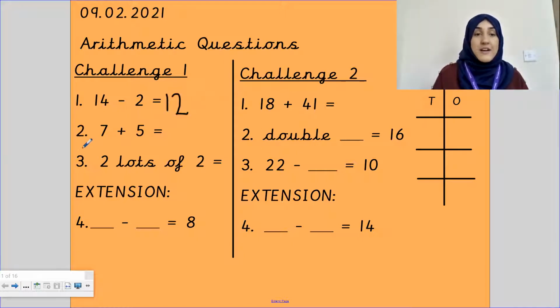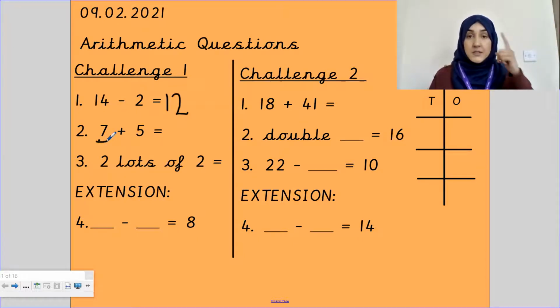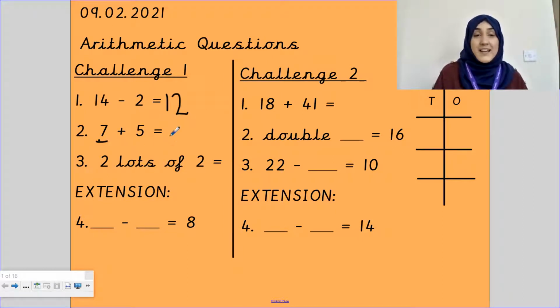Next, we have 5 add 7. I know that 7 is the bigger number. So I'm going to put 7 in my head. I'm going to hold up 5 fingers and I'm going to count forward. Okay, so that's 7, 8, 9, 10, 11, 12. Fantastic. So 7 add 5 equals 12.